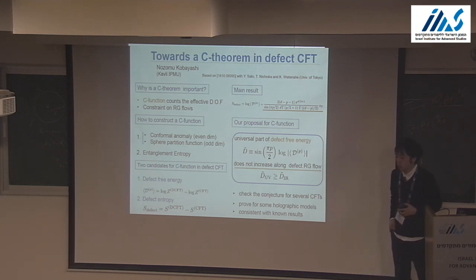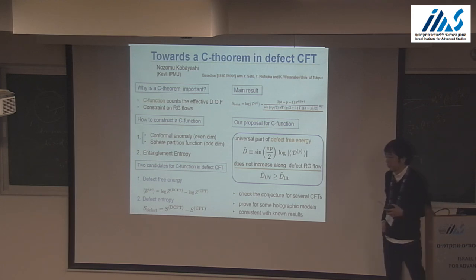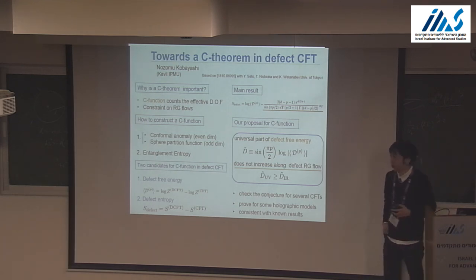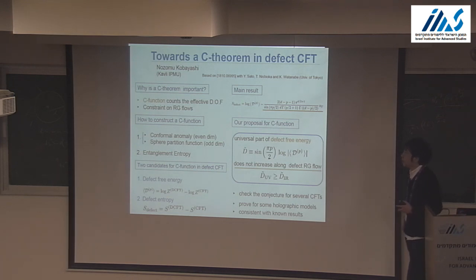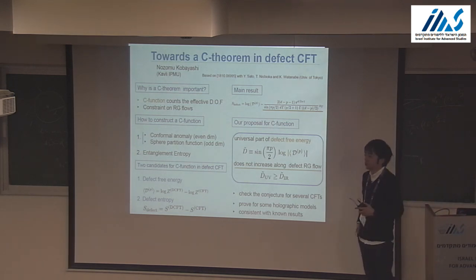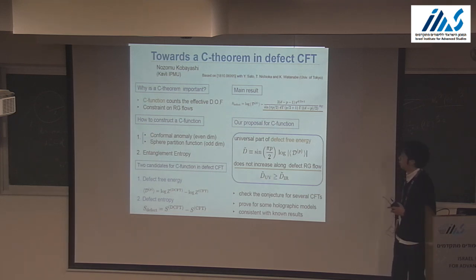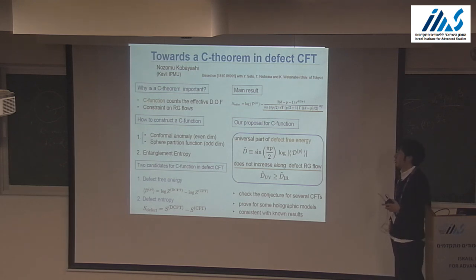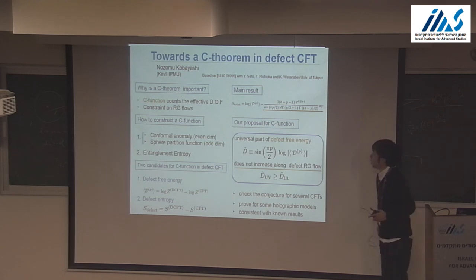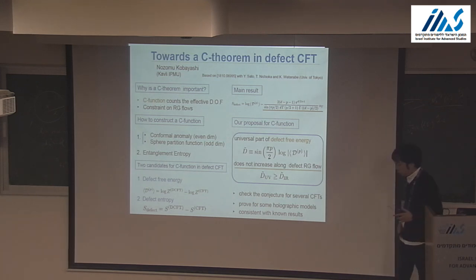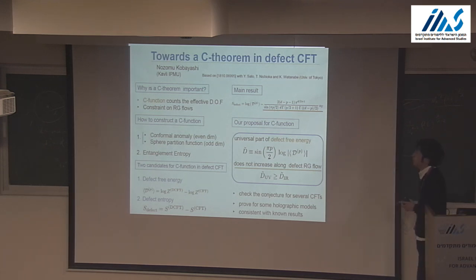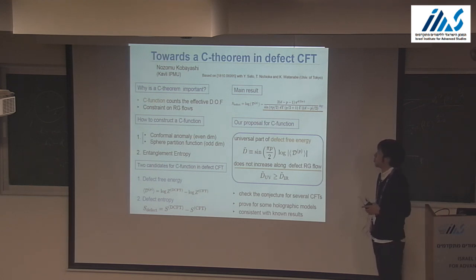One is the defect free energy, which is the response of the partition function due to the defect. And the other is the defect entropy, which is the increase of entanglement entropy by the defect. So the question is, which is the true C function? Our main result is that we compute the defect entropy for a spherical region and relate it to the defect free energy, as shown. They are not equal, unlike in usual CFT, but differ by a second term. This term is associated with the non-vanishing one-point function of the stress energy tensor in defect CFT. And this formula is a generalization of Jensen, Kobayashi, and Myers' paper.